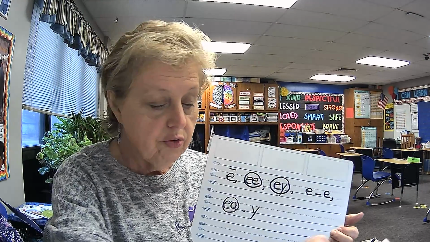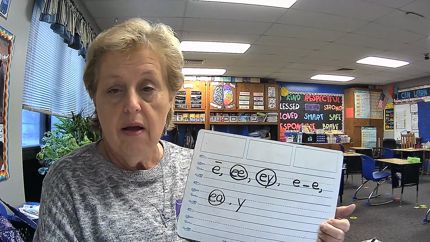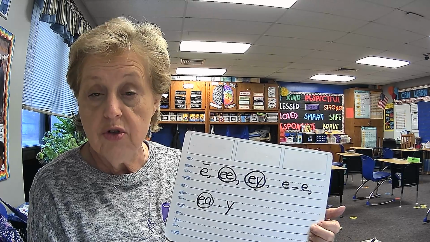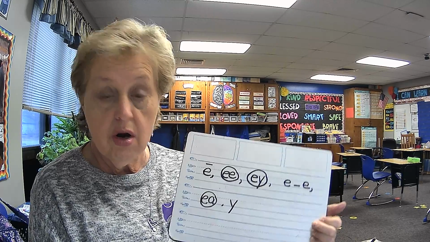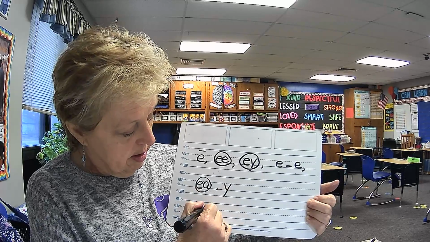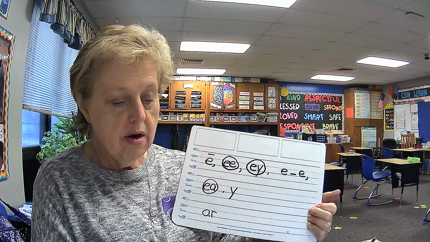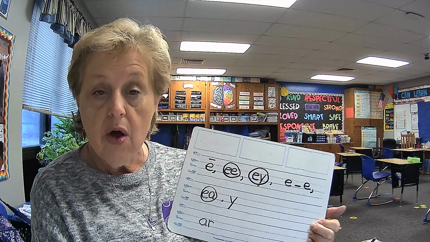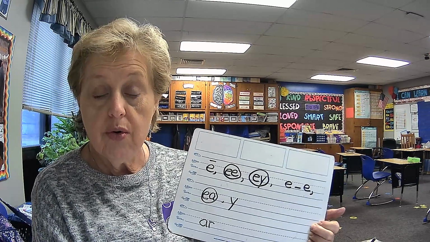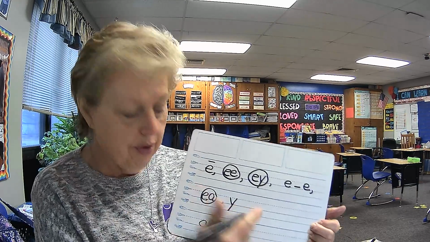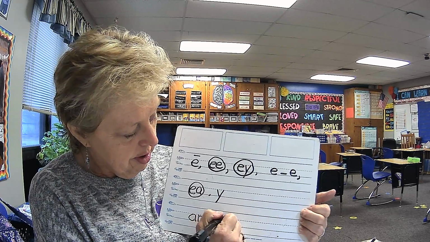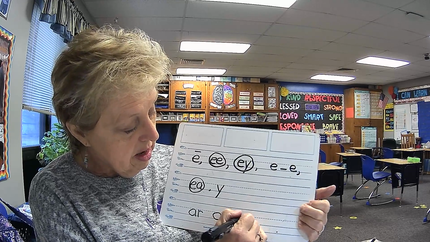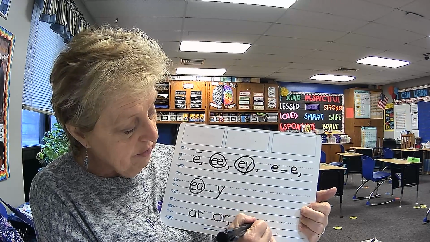Now let's write the R controlled sounds. Car, R. What's the R controlled sound you hear in car, R? That's right. AR, AR, car, R. What's the vowel sound that you hear in or? OR, horn, or. Oh, I spelled it for you. Here we go. OR. And it can also be spelled ORE if it's at the end of a word.